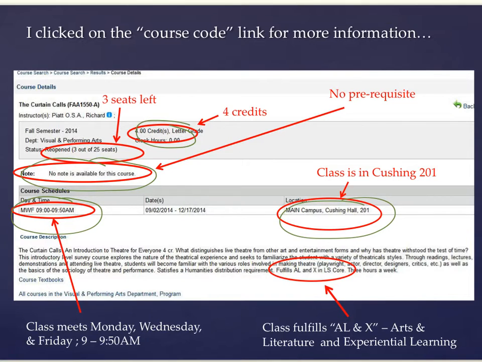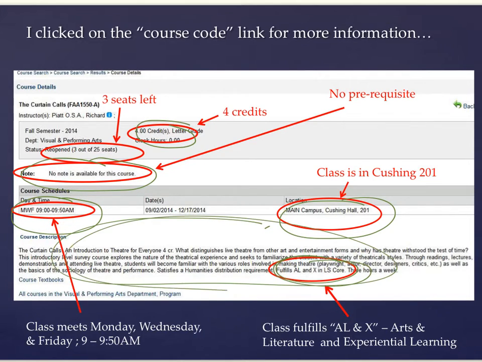In another video, we learned about the general education requirements. At the end of the course description, there will always be a note if it does fulfill a liberal studies requirement. We see here that Curtain Calls fulfills experiential learning and arts and literature. Finally, take a moment to look at the course description to see if the class is something you'd be interested in pursuing further.